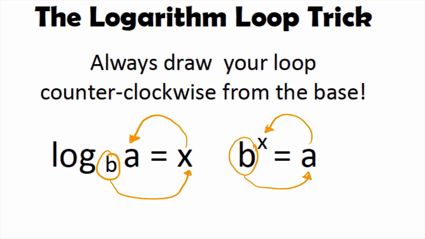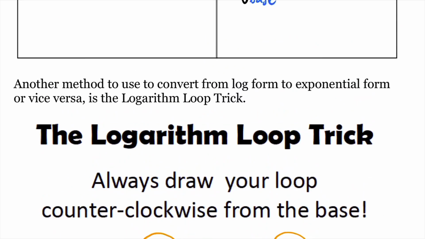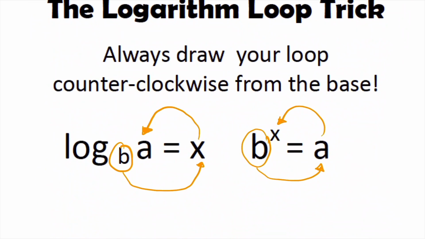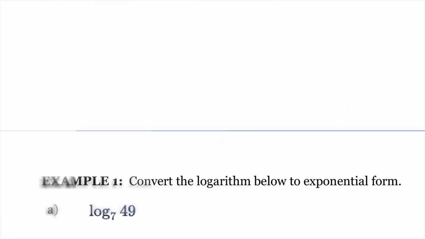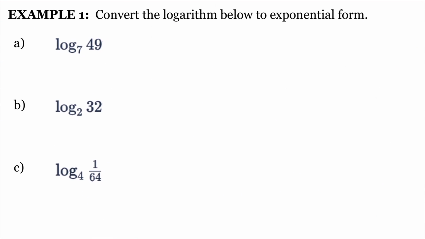Because what we're going to be doing is going back and forth a lot. Change it to exponent, okay? Change it to a log, okay? Change it to an exponent. No, change it to a log. We're going to be going back and forth quite a bit in the next couple lessons. So the easier you can go back and forth, the easier this is going to be. Whether you use just a color coding system or the loop trick, up to you. Okay? All right, so let's look at example number 1 now.